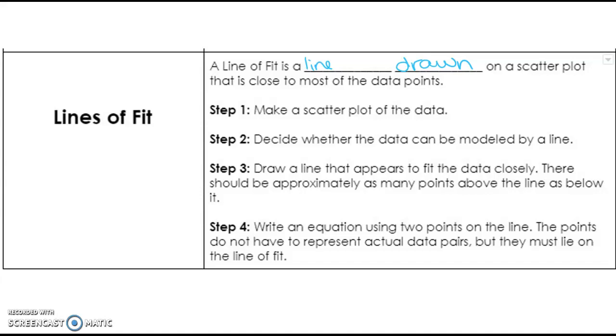And then step 3, we want to draw a line that appears to fit the data closely. There should be approximately as many points above the line as below it. And then step 4, we want to write an equation for the line using 2 points on the line. The points do not have to represent actual data pairs, but they must lie on the line of fit.